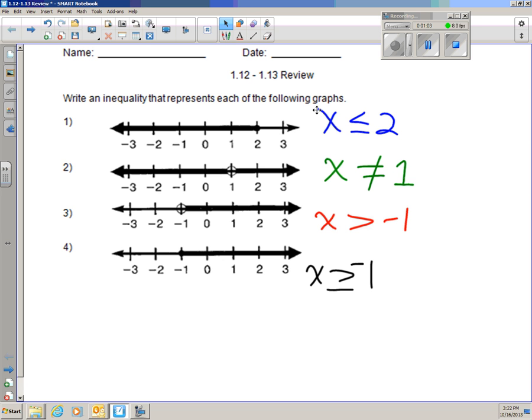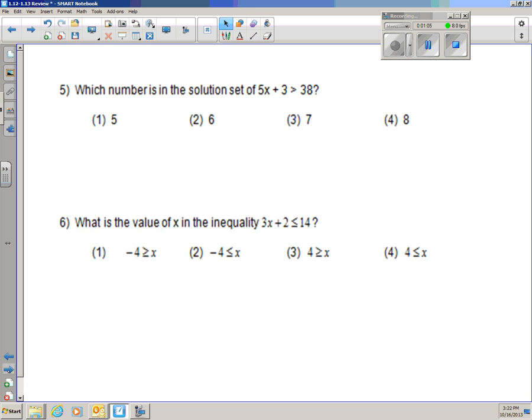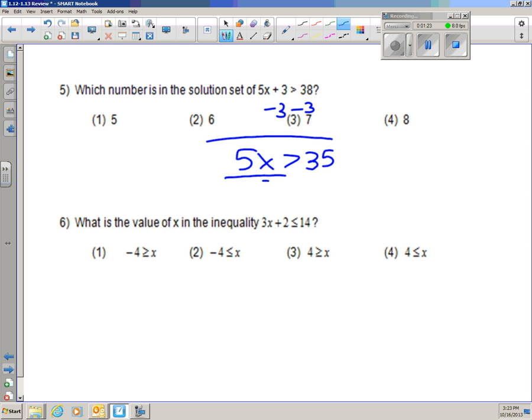Sorry about that. Okay. Which number is in the solution set of 5x plus 3 is greater than 38? You need to be able to solve this to figure it out. So essentially, I'm going to subtract 3 on both sides, and I'm going to get 5x is greater than 35. I'm going to divide both sides by 5, and x has to be greater than 7.